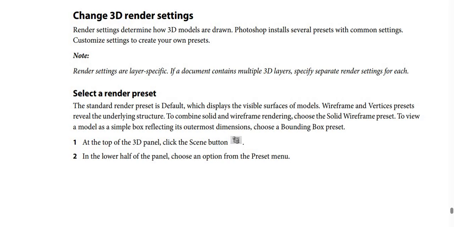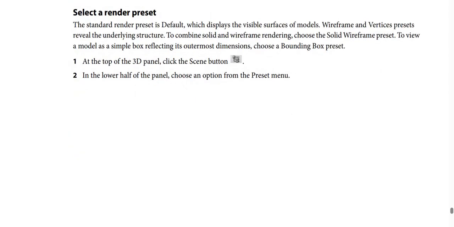And how to select a render preset. By the way, the standard render preset is default, which displays the visible surfaces of models, and wireframes and vertices presets reveal the underlying structure. To combine a solid and wireframe rendering, you have to choose the solid wireframe preset. To view a model as a simple box reflecting its outermost dimensions, you have to choose a bounding box preset.